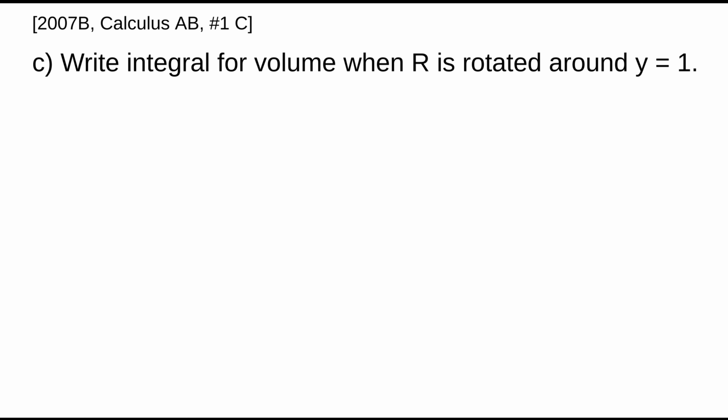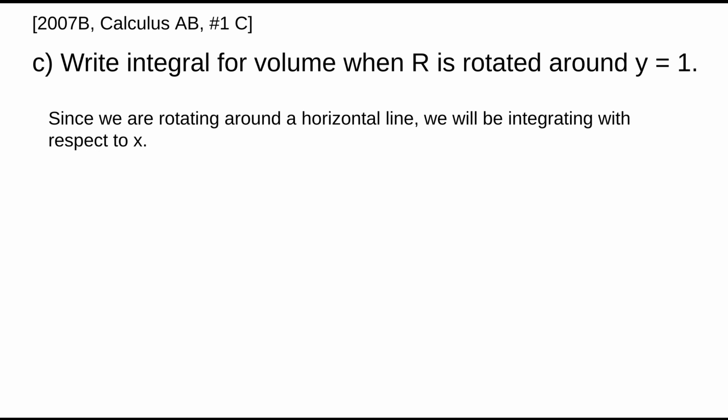In part C of the question, we are asked to write an integral for the volume when the region R is rotated around the line y equals 1. Notice we only have to write the integral. We do not need to actually find that volume. All right, so in order to calculate the volume when R is rotated around the line y equals 1, R does not rest on this line, so this is going to be an application of the washer method. So I have to think in terms of a big radius and a little radius. Also, since we're rotating around a horizontal line, we're going to be integrating with respect to x.